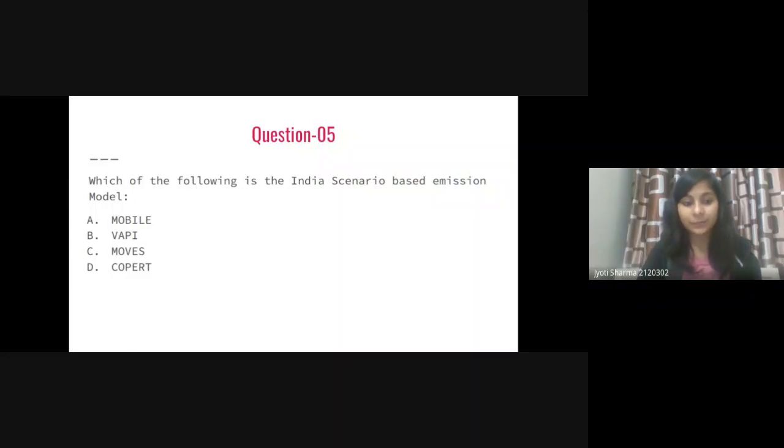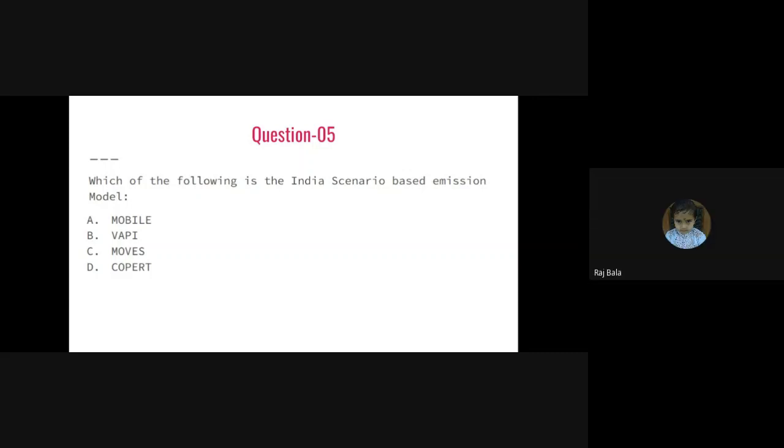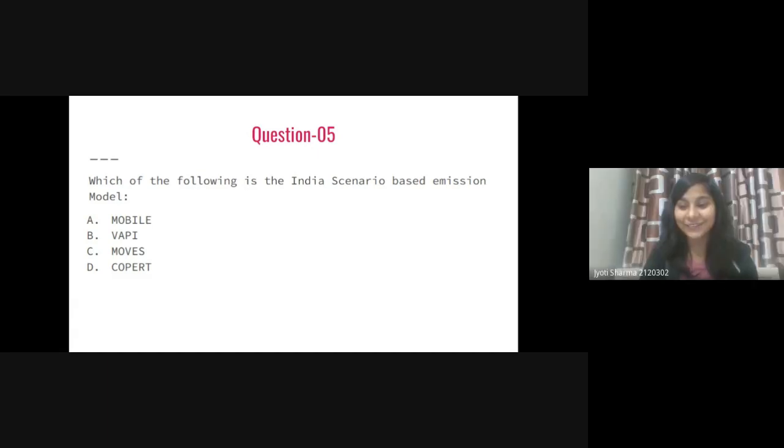Can you guess? Okay. Yes, Rajbala. Madam, please explain all the four because we have no knowledge. Okay. You just have to see that these are the four models, out of which three models are developed by foreign countries, but one model has been developed for countries like India, and you have to tell me only that model that has been developed for a country like us.